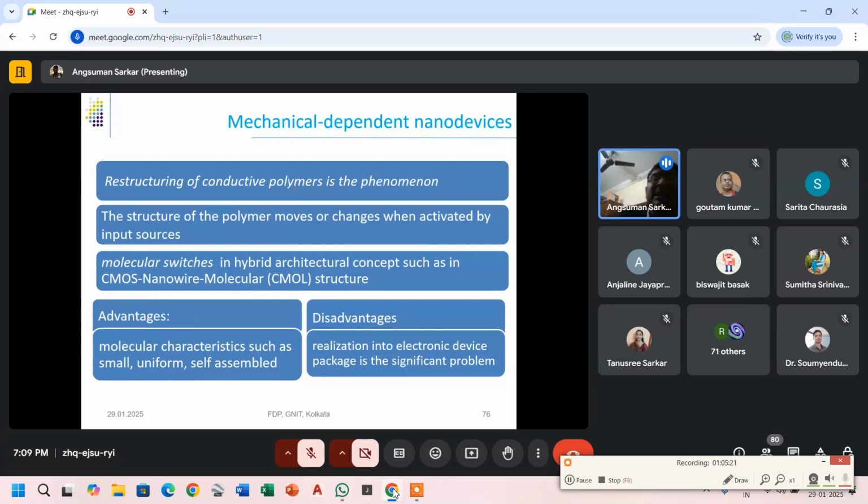Tunneling-based nano devices. These are the devices which depend upon quantum mechanical tunneling. Tunneling is a quantum mechanical phenomenon. Examples are the tunnel FET, single electron transistor, resonant tunneling diode.